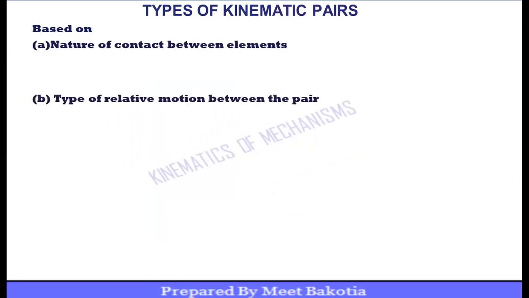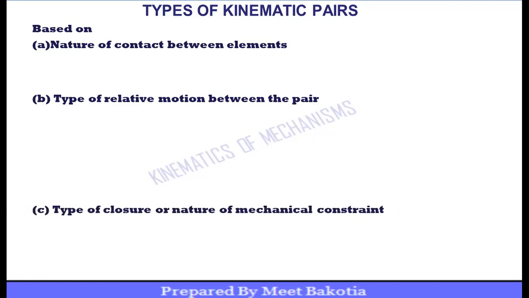So let's proceed to the classification of kinematic pairs. In your university exam, the question is asked: classify kinematic pairs, or what are the different types of kinematic pairs. Then we are going to do the classification on the basis of three main points. The first one is the nature of contact between the elements, whether it is a line contact, point contact, or a surface contact. Then, on the basis of the type of relative motion between the pair, whether it is a rotary motion, a rolling motion, a screw pair, or a spherical pair, what kind of relative motion there is between the two links.